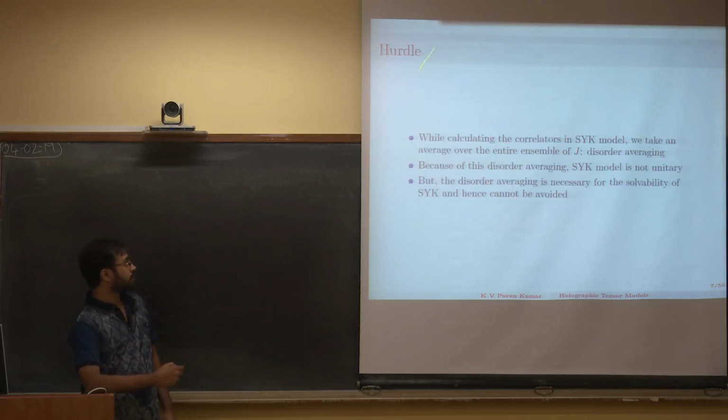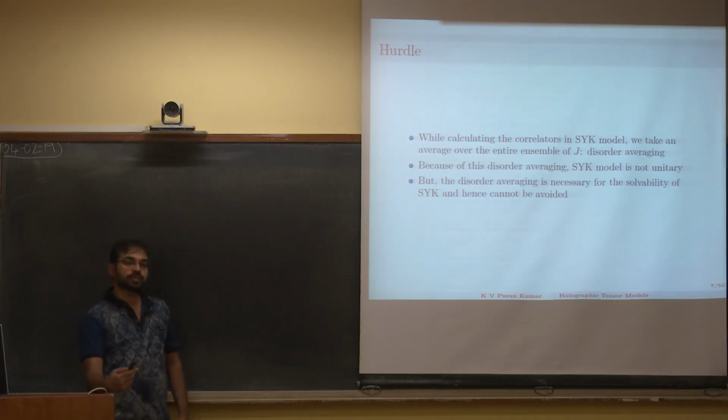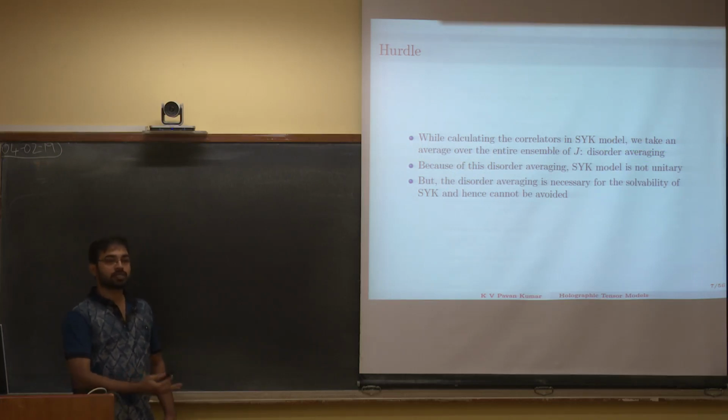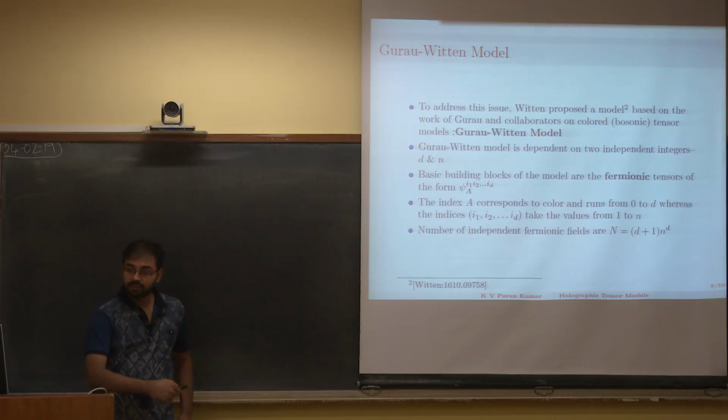But there is somewhat of a problem with SYK, because while calculating the correlators in the SYK model, we need to take an average over the entire ensemble of J. This is what we call disorder averaging. Because of this disorder averaging, the SYK model is not unitary. If our goal is to study something about the information paradox, this is not a very good model to study. This disorder averaging is also necessary for the solvability of SYK and hence cannot be avoided. If you avoid disorder averaging, the solvability is gone. So it's a trade-off.